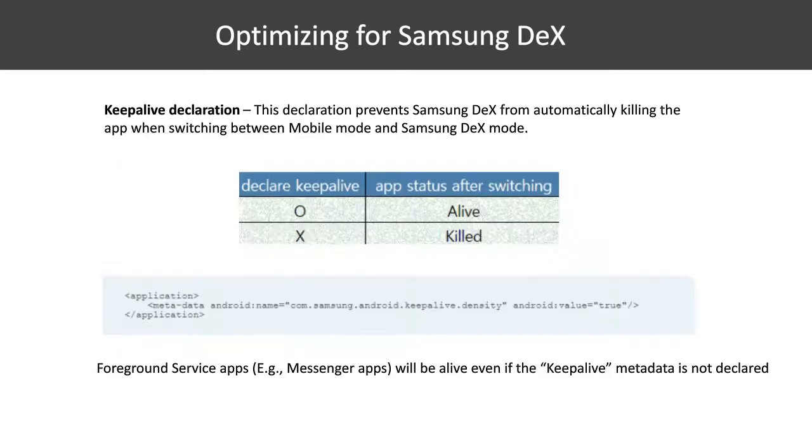We also suggest keeping the keep-alive metadata in your Android manifest file. As you already know, if you declare the keep-alive metadata, the application will not be killed when it switches from the mobile mode to the Samsung DeX mode.